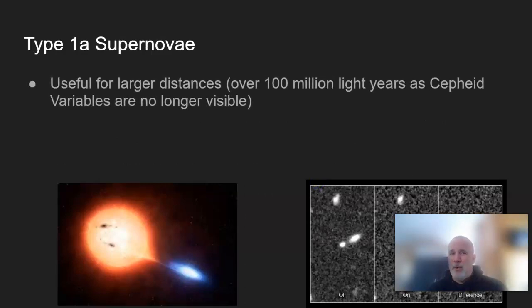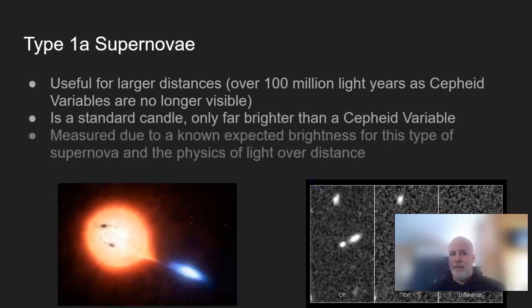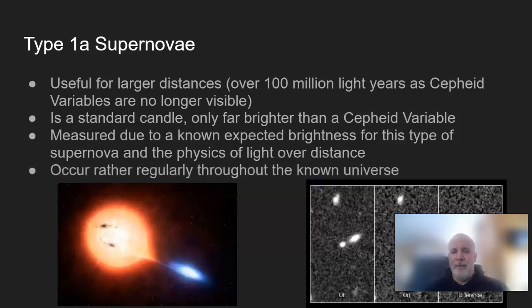We have a type 1 supernova. That's a star exploding, and that is about 100 million light years. So that's getting further. It's a standard candle, and they're brighter than Cepheid variables, and they're measured due to a known expected brightness. So we know how bright that particular kind of star should be when it explodes. Again, by knowing how light dims over distance, we can calculate that distance. It's pretty cool science, but we're not going to get too in depth with it. They occur rather regularly because there are so many stars out there. It's pretty regular that one's going to explode every now and then.